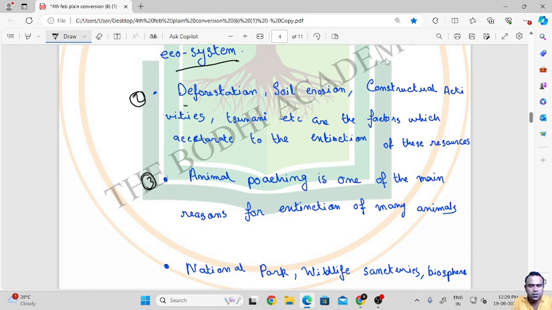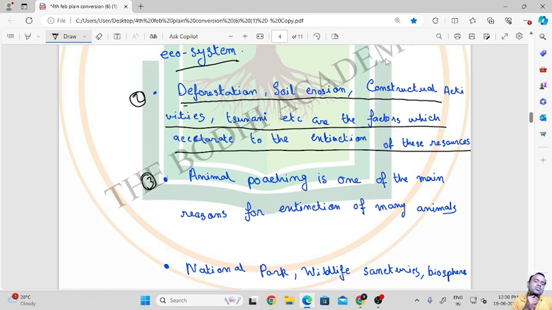Number 2, deforestation. What are the causes of this? Deforestation, soil erosion, constructional activities, tsunami, etc. are the factors which accelerate the extinction of these resources. Now these resources are slowly facing extinction. Many animals have become extinct, and many animals are now endangered species. Why? Many trees have been cut, many trees have already gone extinct. Why is this extinction happening? These are the reasons: deforestation, soil erosion, constructional activities, tsunami.